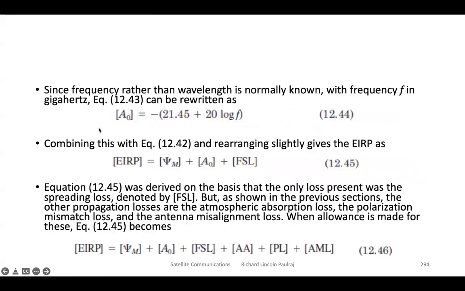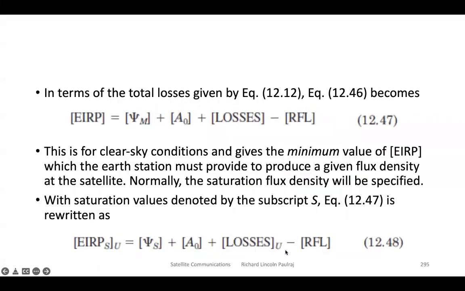With respect to losses, we can term all of this as loss generally, and just keep receiver feeder loss, A naught and the flux density separate. So our final uplink EIRP, if a question is asking you to find the EIRP for the uplink, you'll be using this formula.